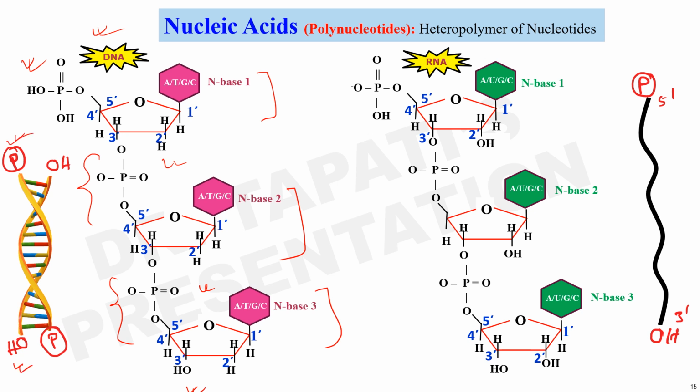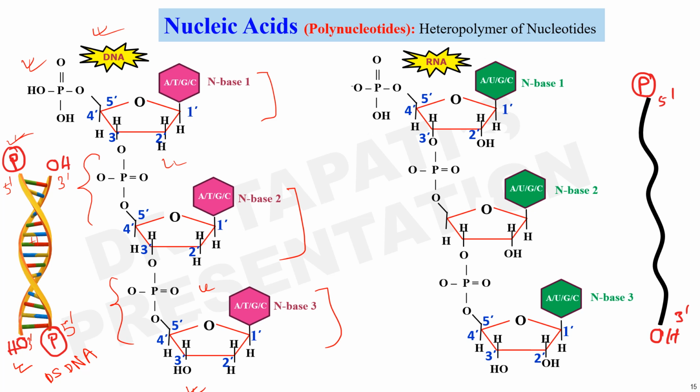But if you consider double-stranded DNA, in that case two strands are attached through hydrogen bonds, and the two strands are anti-parallel. That means one is from 5' to 3', and the other strand is complementary to the previous strand. So it is anti-parallel, and it runs 3' to 5'.